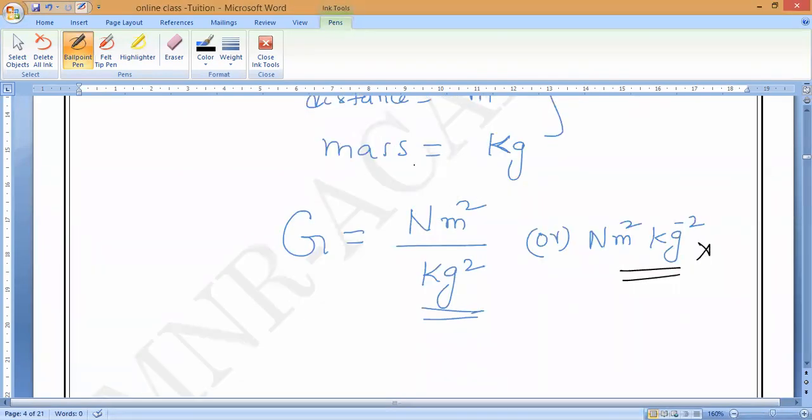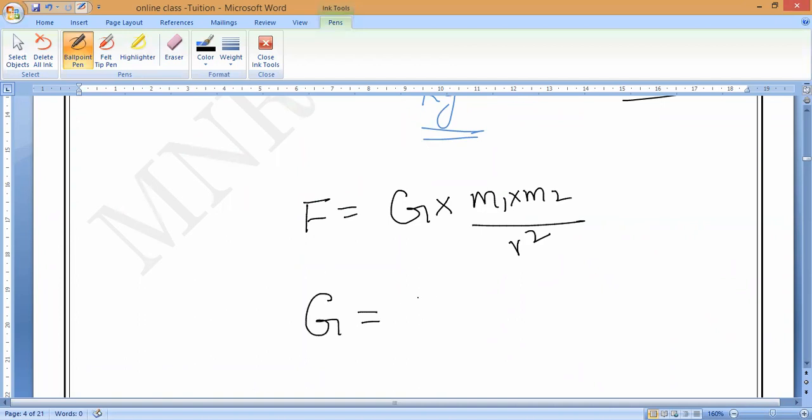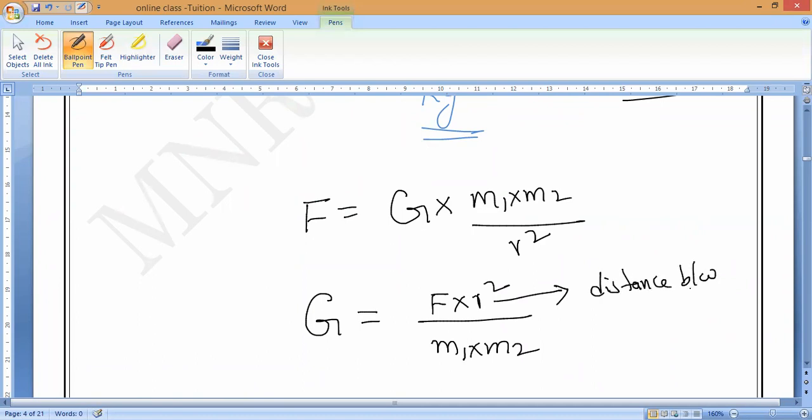So 2 formulas you have learned today. First, force F is equal to gravitational constant G into M1 into M2 divided by R square. Second, gravitational constant G is equal to force into distance R square divided by M1 into M2. Here R does not indicate radius. It is the distance between the centers of 2 bodies. You should remember that.